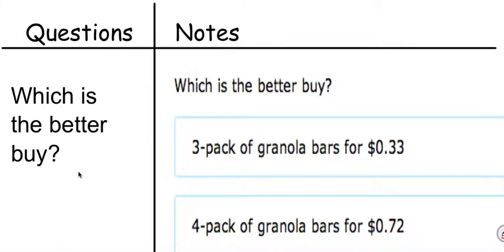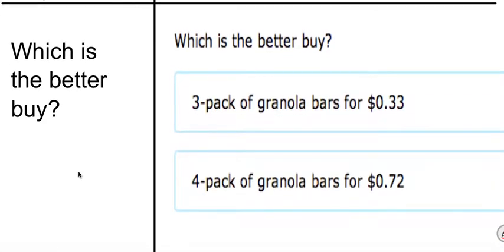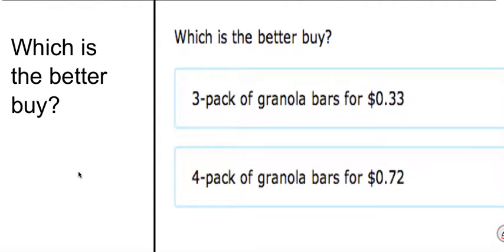There are a few extra examples here where you have to figure out the better buy. Again, these are great skills for you to have when you are just in the grocery store trying to figure out which is the best deal. If I can buy a 3-pack of granola bars for 33 cents and a 4-pack for 72 cents, which one's my better buy? Well, I don't have any of my boxes set up here, so I need to set them up myself. I know that I'm comparing money to the bars.